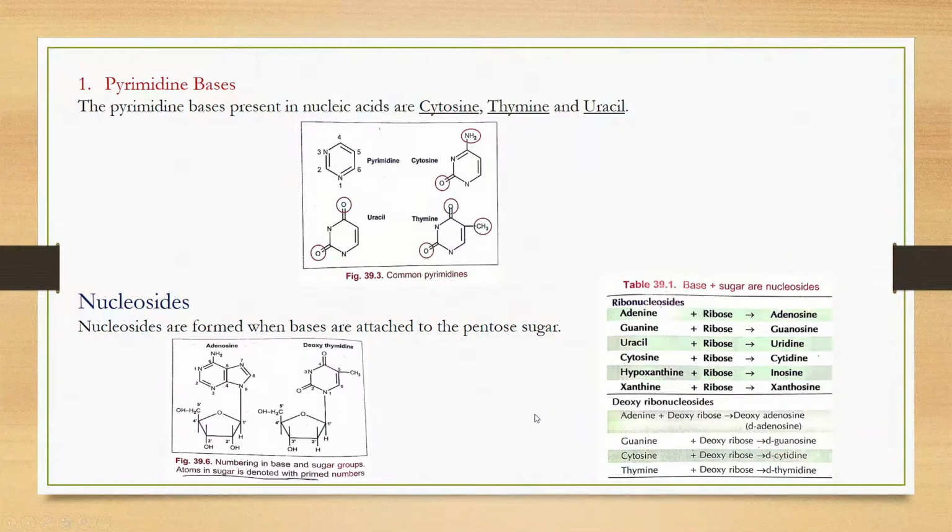Deoxynucleosides are denoted by adding the prefix small d before the nucleoside. You see the nucleosides: the purine adenine gives adenosine, and guanine gives guanosine. For purine bases the suffix is -sine: adenosine, guanosine, inosine, xanthosine. For pyrimidine bases the suffix is -dine: uridine and cytidine. Okay.